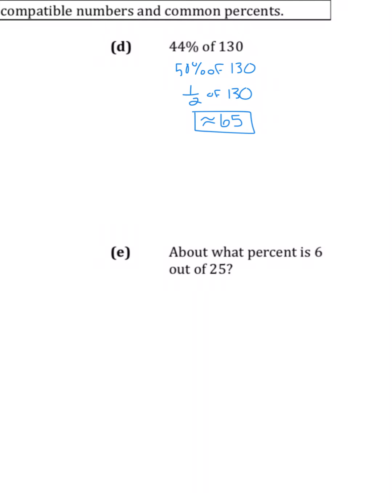But here's another one, about. If you see about, that's one that you would want to use as well. So it says about what percent is 6 out of 25. So remember, we're thinking is over of here when we set this up. So 6 over 25. Those aren't very compatible. But this would be fairly easy to make compatible because I know that 6 is a factor of 24, and 24 is very close to 25. So I could make this 6 out of 24.